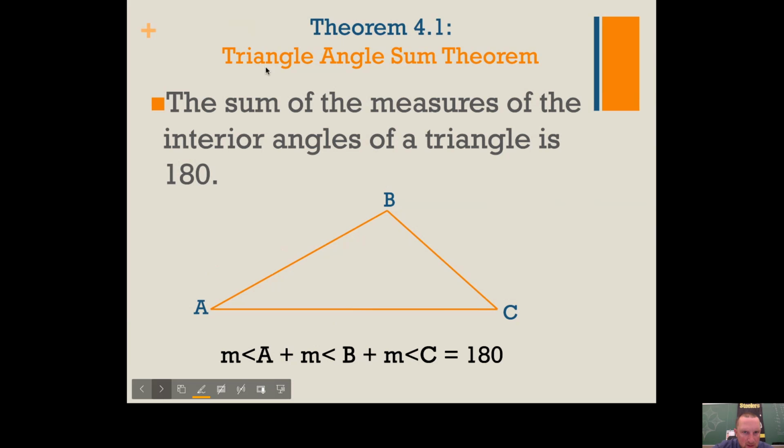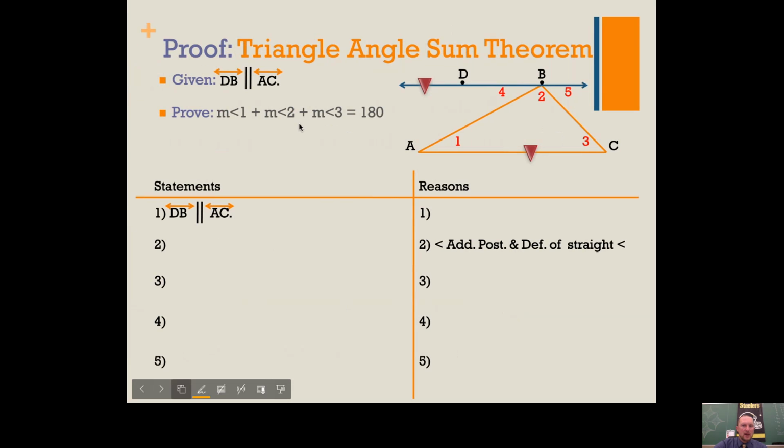This theorem 4.1 is the triangle angle sum theorem. It tells you what we talked about earlier in the lesson. The sum of the measures of the interior angles of a triangle adds up to 180. So the measure of angle A plus the measure of angle B plus the measure of angle C equals 180. And this is a proof of that.